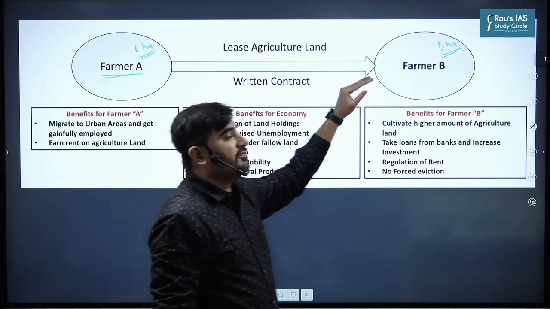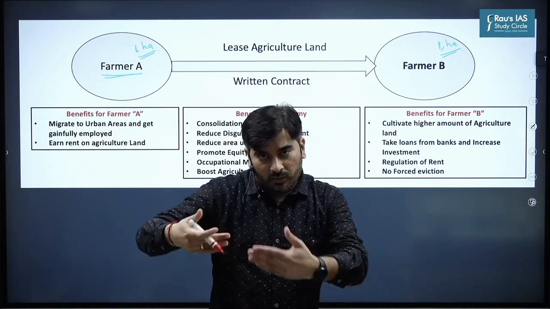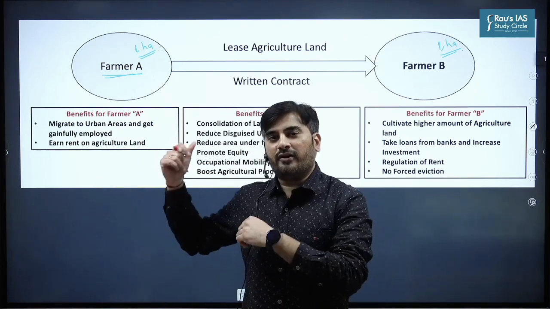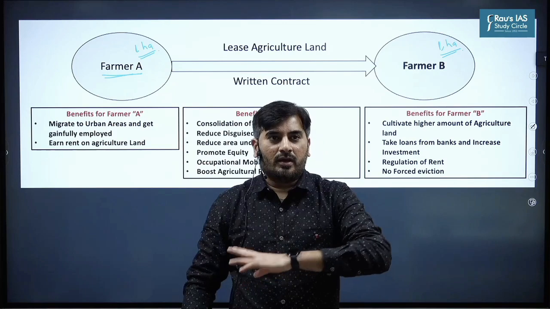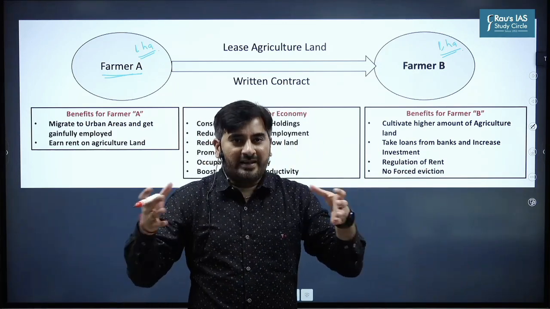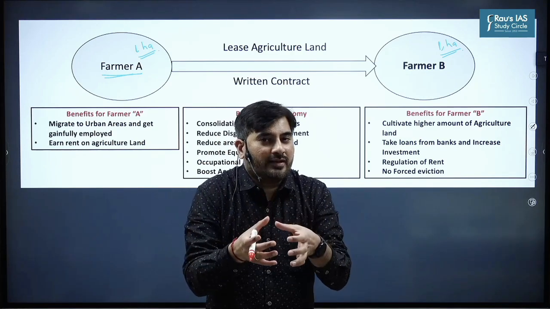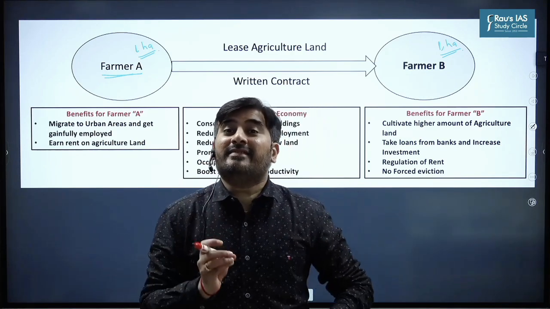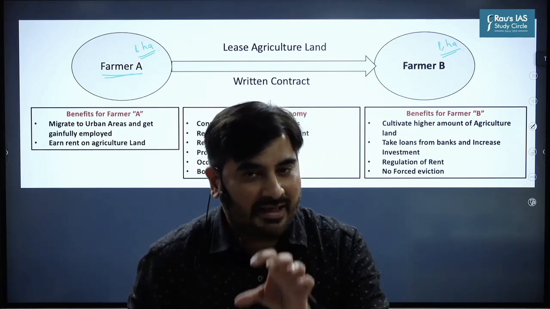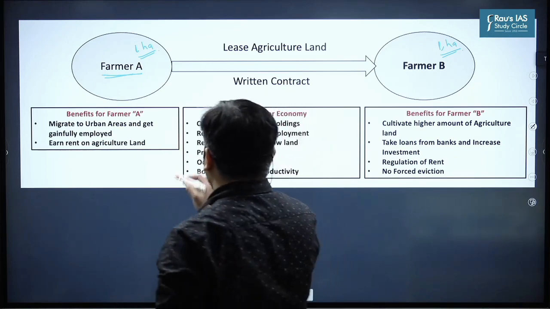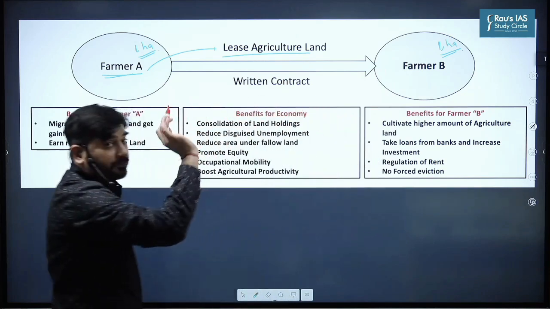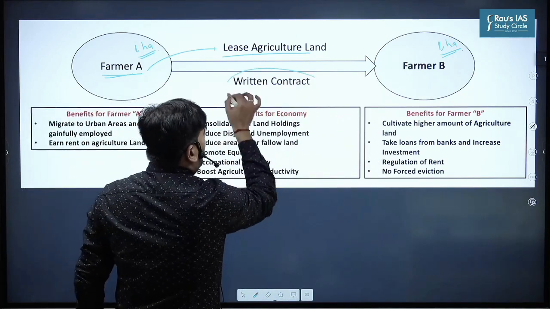On the other hand, this farmer B wants to continue to work in the agriculture sector. So we have farmer A who wants to leave the agriculture sector, and farmer B who wants to continue in the agriculture sector. So we have to bring them together, right? How do we bring them together? By legalizing tenancy in the agricultural land. When we legalize tenancy in the agricultural land, this farmer A will be able to lease his agricultural land to farmer B in the form of a written contract.